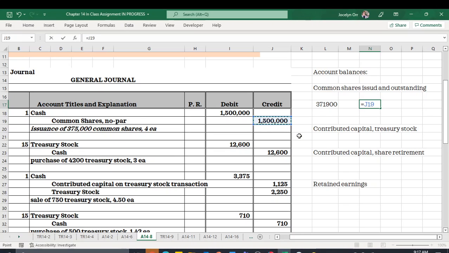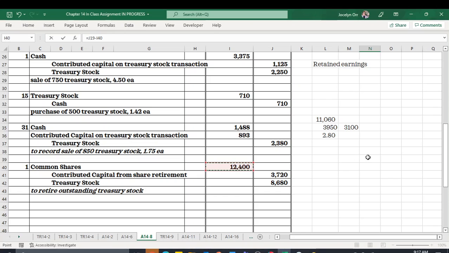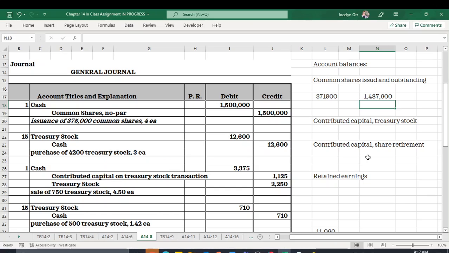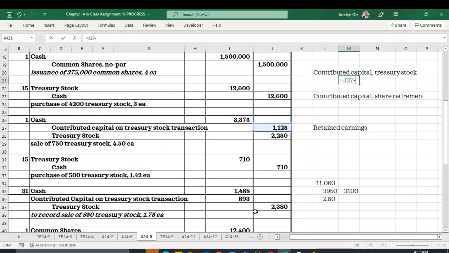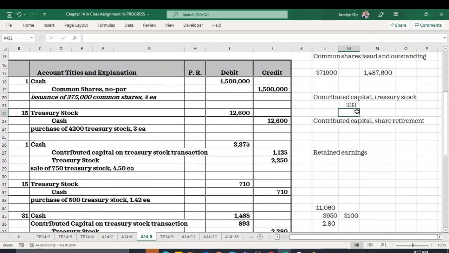So our initial balance in our common share account was 1.5 million. We then debited that account for 12,400, which is going to give us a balance of 1,487,600. Next, we're going to look at the balance of our contributed capital for treasury stock. So we gave that a credit for 1,125. We're going to subtract the debit for 893. And there was only the two transactions affecting that account. So we have an amount of 233.